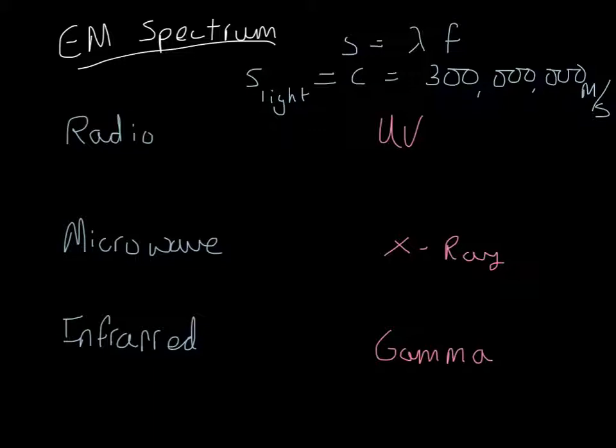So, the wavelength can be determined by looking at the different spectrums. Radio waves have the longest wavelength. Their wavelengths can reach lengths of up to 20 meters. That's really, really long. Because they have such long wavelengths, they can travel great distances, and they're great for communication.